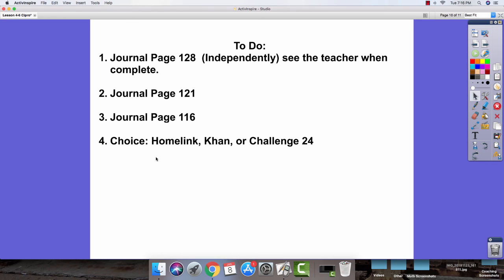If you finish everything, then you're on to a choice. You can do your homework, you can continue your 5th grade mission for Khan Academy, or you can do Challenge 24, okay? I would recommend maybe pausing this so you can see the to-do list so you know exactly what to do. I also have the to-do list on Google Classroom too, so you can look at it there, all right? So, nice job today, and just take your time on journal page 128, all right? Off you go.